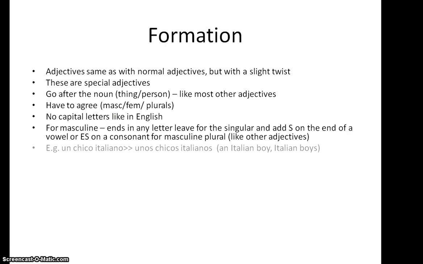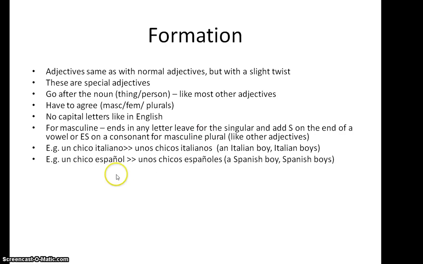So here's an example. Un chico italiano ends in an o, a vowel. Unos chicos italianos, an Italian boy, Italian boys. So just put an s on the end, as we can see here. Okay, another example, un chico español, this time ends in a consonant. Unos chicos españoles, put es on the end for our plural.